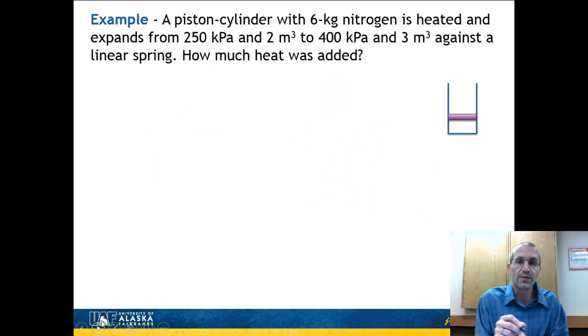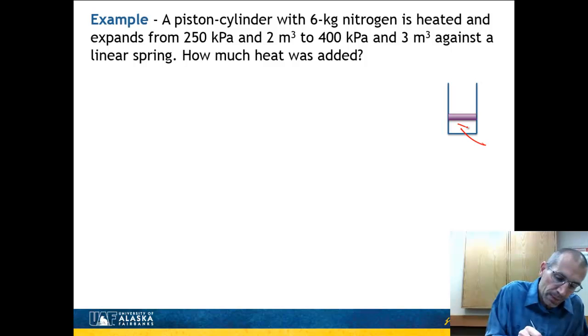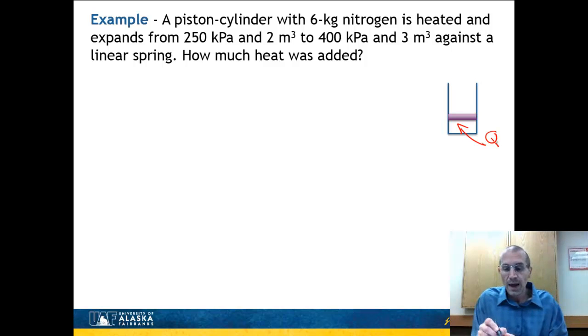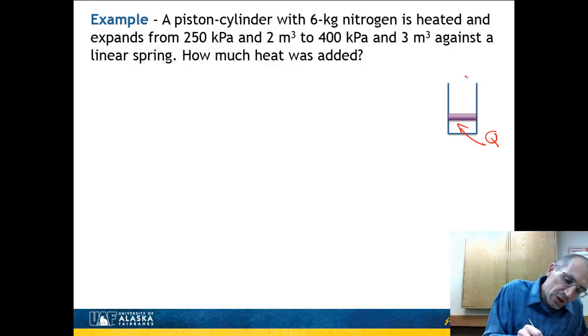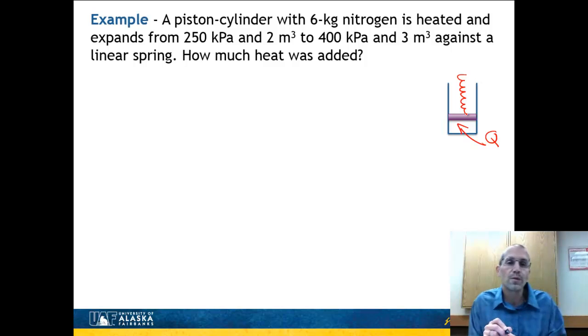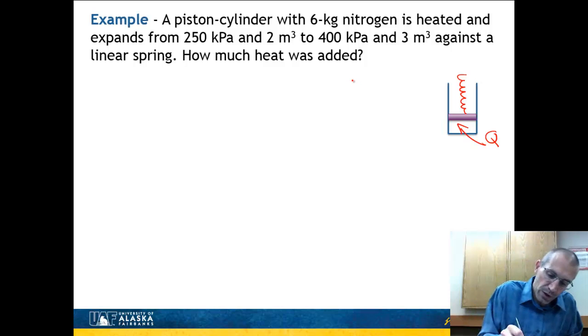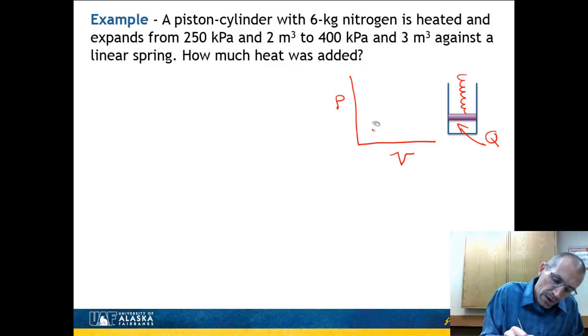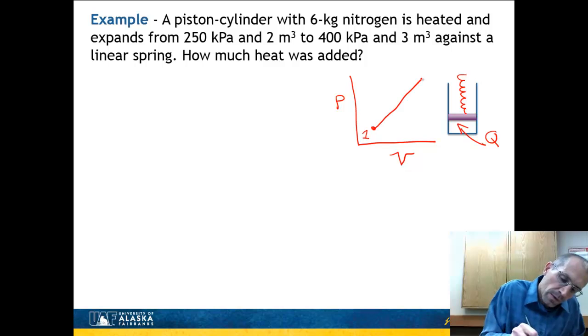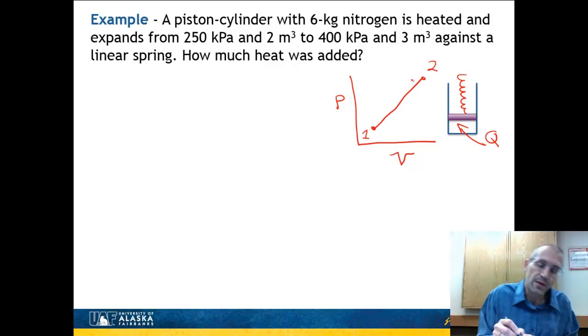Okay, so this is our final example for this module. We have a piston cylinder device. Again, it contains 6 kilograms of nitrogen, and it's heated. There's heat going in, and it expands from initial to final conditions, but it goes against a linear spring. So recall from our previous module, if we have a linear spring and we look at our PV behavior, this is the pressure-volume diagram, this is 0.1, this might be 0.2, and that's a linear line along that process. And let's go ahead and write down our conditions here.